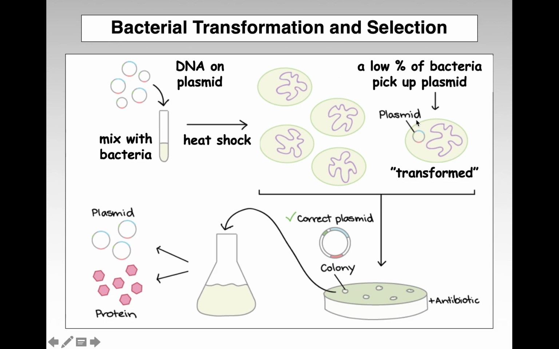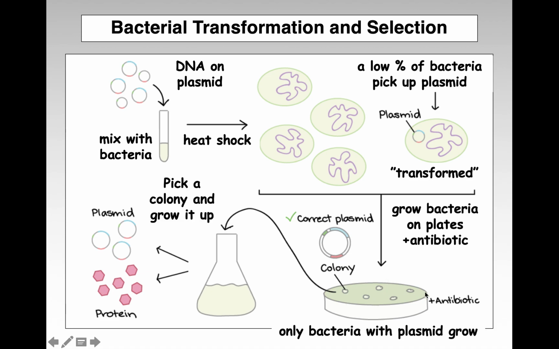But how are we going to get that 1% of bacteria, and how are we going to select for that bacteria? We're going to grow them on agar plates that have antibiotic. Only the bacteria with the correct plasmid that has the antibiotic resistance gene will grow, so you get colonies. You can pick up that colony, grow it back up. Now we have a lot of bacteria that have that plasmid, right?